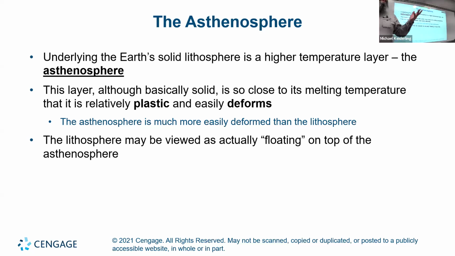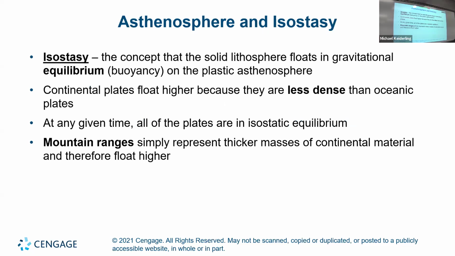But yeah, so you can generally think of the lithosphere as floating on top of the asthenosphere. That's why these plates can move around. They're all floating on top of a more liquidy layer. And isostasy is the concept that the solid lithosphere floats in gravitational equilibrium on the plastic asthenosphere.